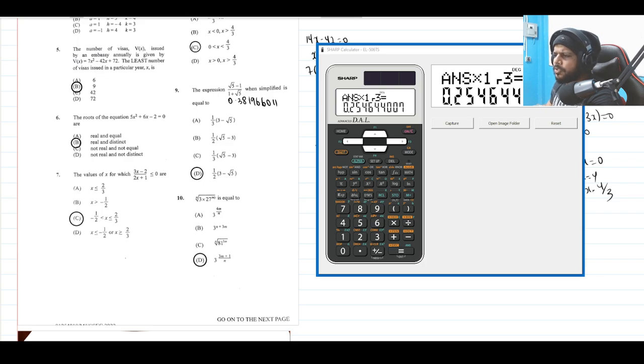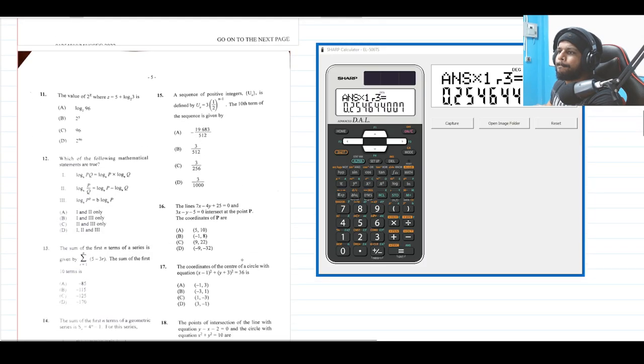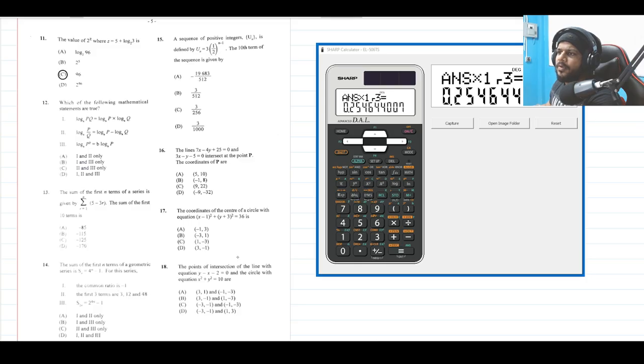That is 3 plus 1 plus 3m all over n. Yeah, repeat again. 96 is the answer. Which of the following mathematical statements are true? The first one is not true, the second one is true, and the third one is true. So 2 and 3 only. C is the answer for number 12.